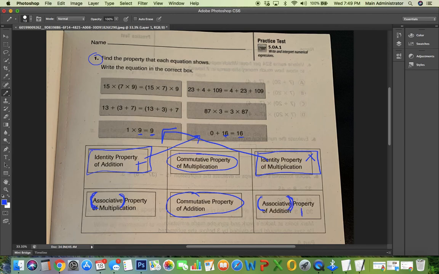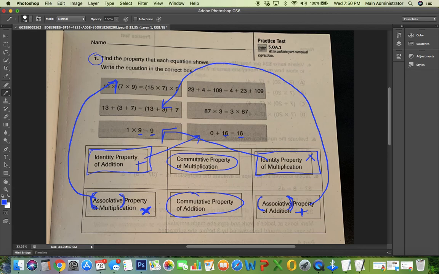So associative property of addition means that there's going to be some parentheses and I can move them around however I want because it's addition. And same with multiplication. The associative property of multiplication means that there will be parentheses, but I can move them around however I want because it's all multiplication. So I'm looking at the parentheses. This one seems to be for multiplication. And this one seems to be like it would be for addition, right?